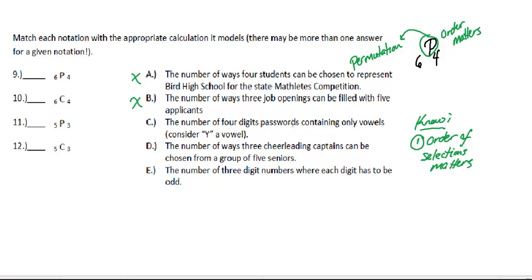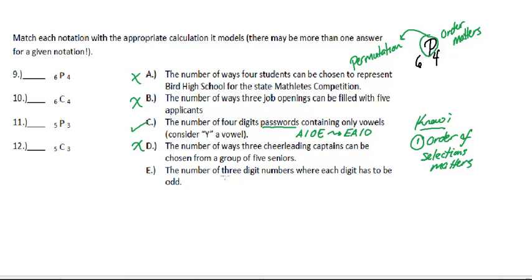The number of 4-digit passwords containing only vowels. Okay, passwords. So that's huge. Obviously, if we had a password containing only vowels, let's just say we had 4 digits A, I, O, E. Well, if I type that in and the password was actually E, A, I, O, then that would totally not work. So I know that this could be it. The number of ways 3 cheerleading captains can be chosen from a group of 5 seniors. This is actually a lot like A. So for me, I'm saying, all right, this is not a permutation.